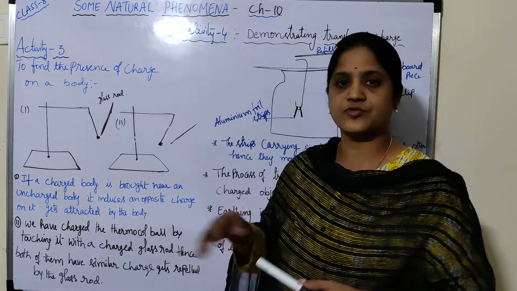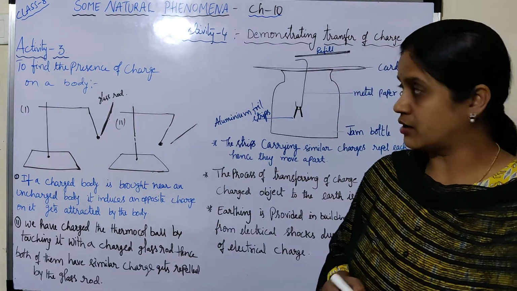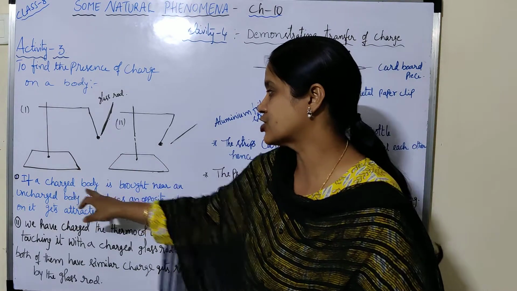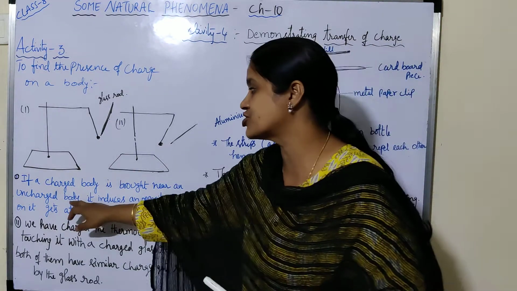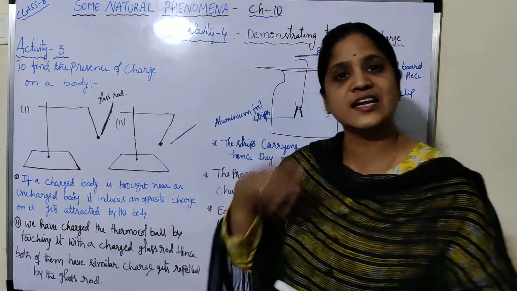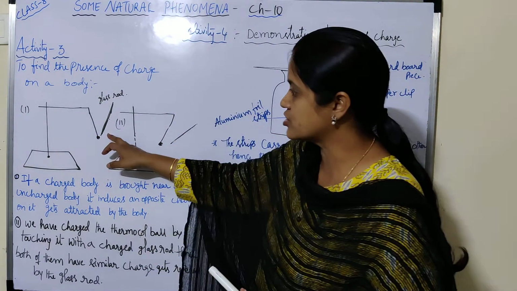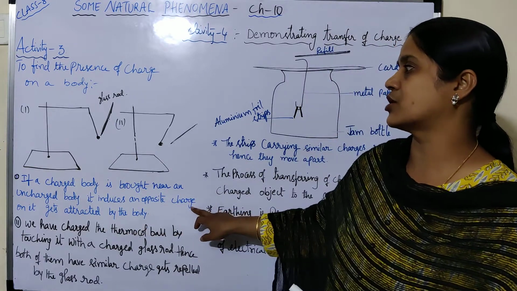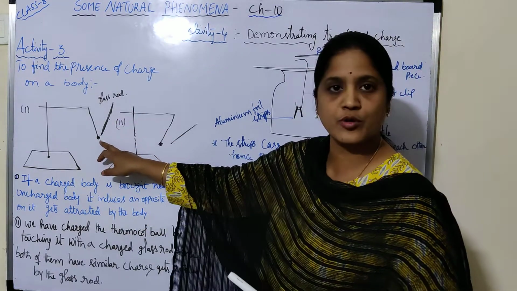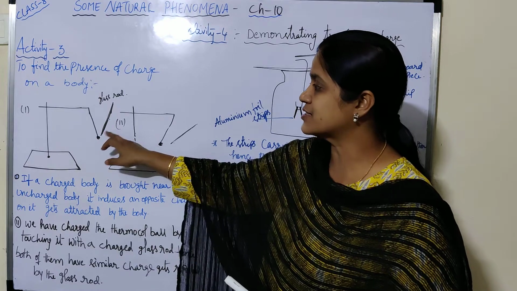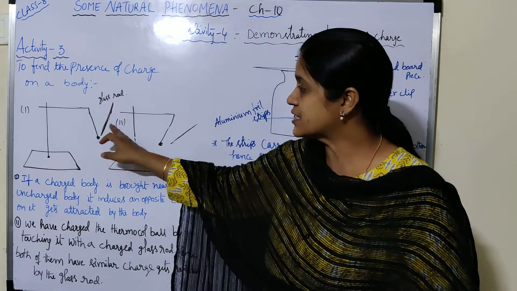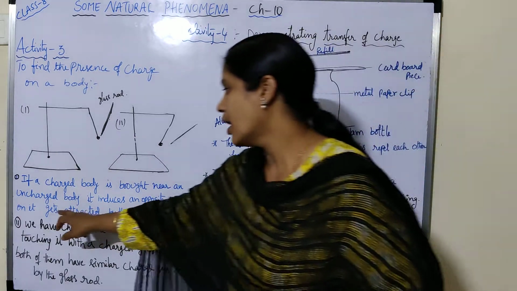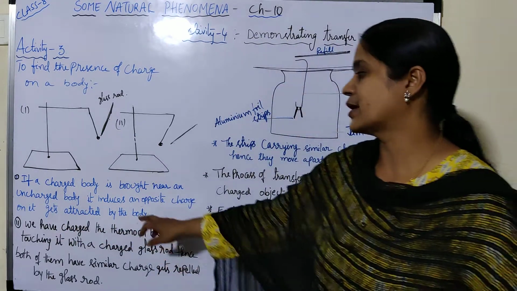So from this we can see that in the first case, a charged body is brought near an uncharged body. The thermocol ball was uncharged. When you bring a charged body near an uncharged body, it induces an opposite charge. So if the glass rod has a positive charge, the thermocol ball acquires a negative charge. There is an attraction between positive and negative, and the ball gets attracted to the body.